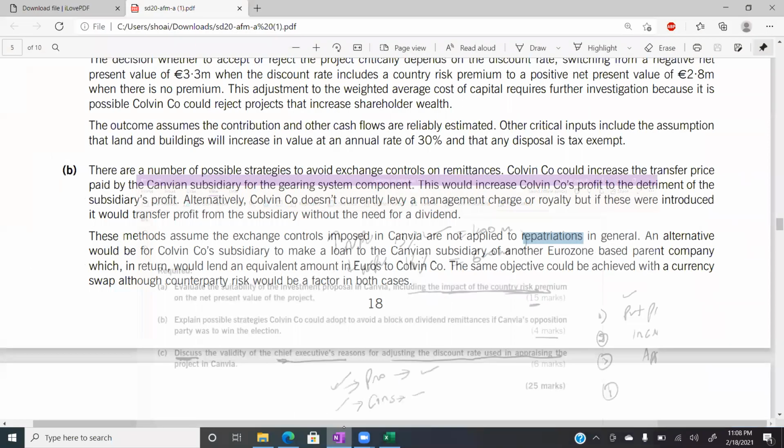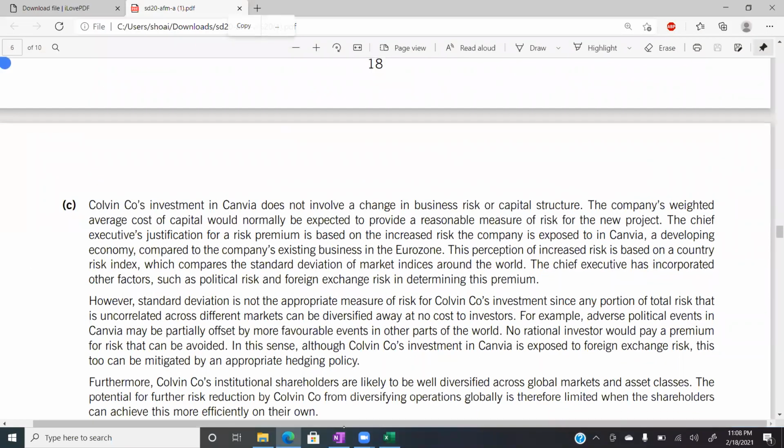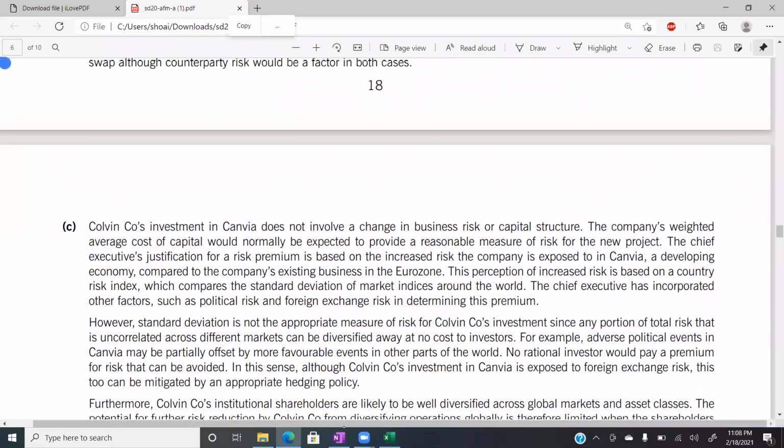So let's read the part C. Colvin Company's investment in Canvia does not involve a change in business risk or capital structure. The company's weighted average cost of capital would normally be expected to provide a reasonable measure of risk for the new project. The CEO's justification for a risk premium is based on the increased risk the company is exposed to in Canvia, a developing economy, compared to the company's existing business in the Eurozone.